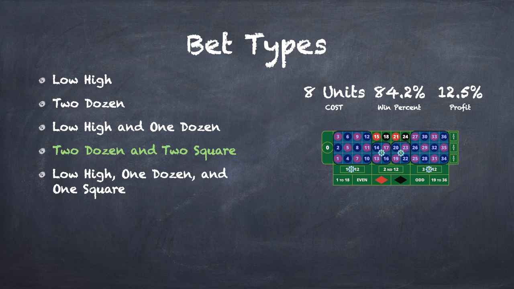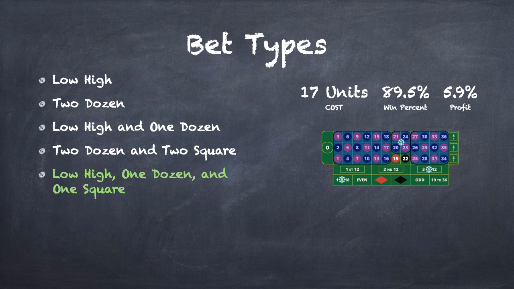The fourth type of bet is a 2 dozen, 2 square. And in this bet, you put 3 units on 2 of the dozens, and then 1 unit on 2 corner bets or square bets. This will give us a win percent of 84.2%.